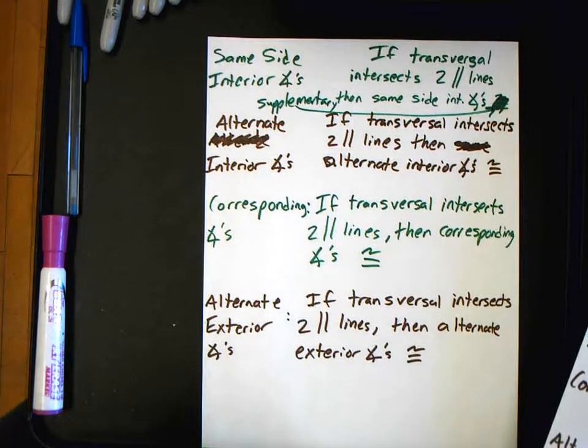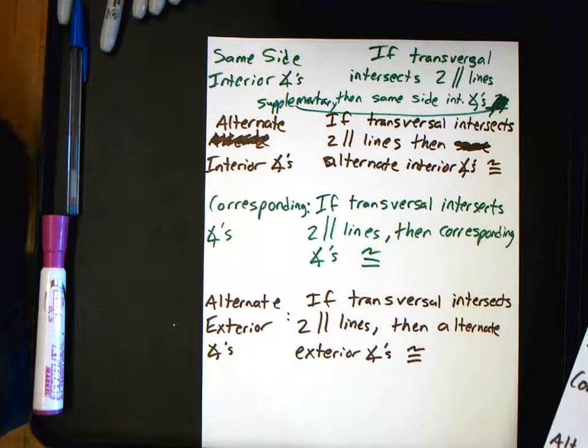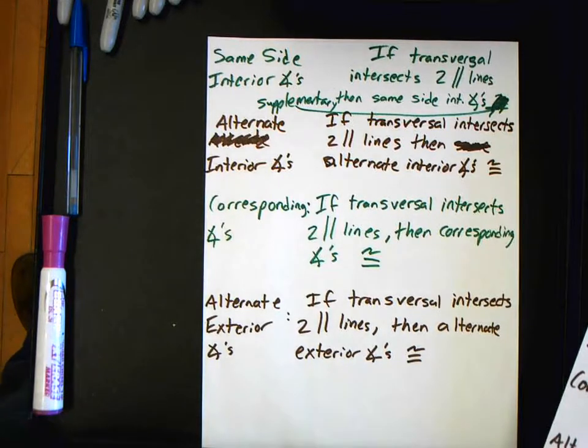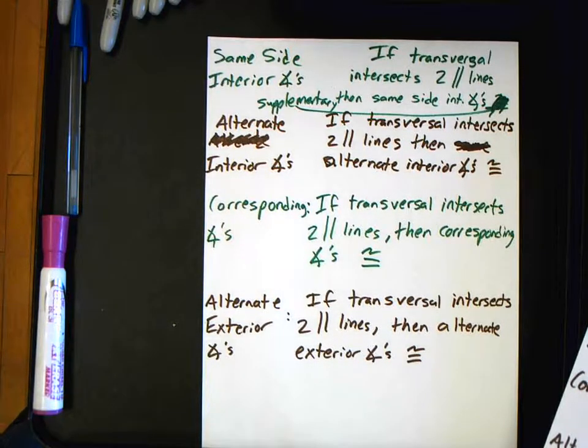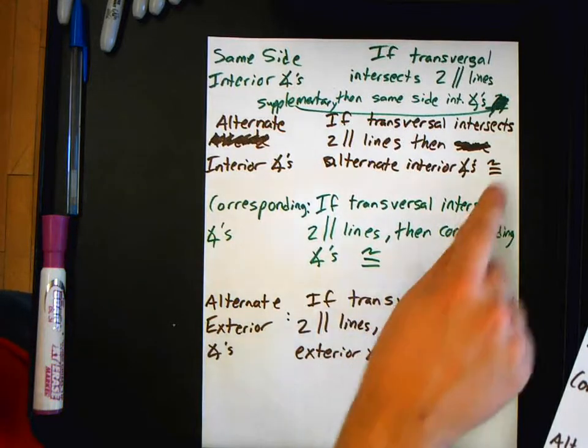Now, alternate interior angles: if a transversal intersects the two parallel lines, then the alternate interior angles are congruent. Now, these ones are congruent, and remember, alternate is opposite sides of the transversal. One is on the left, one is on the right. And interior is they are both on the inside of the parallel lines. And that means that they are congruent.